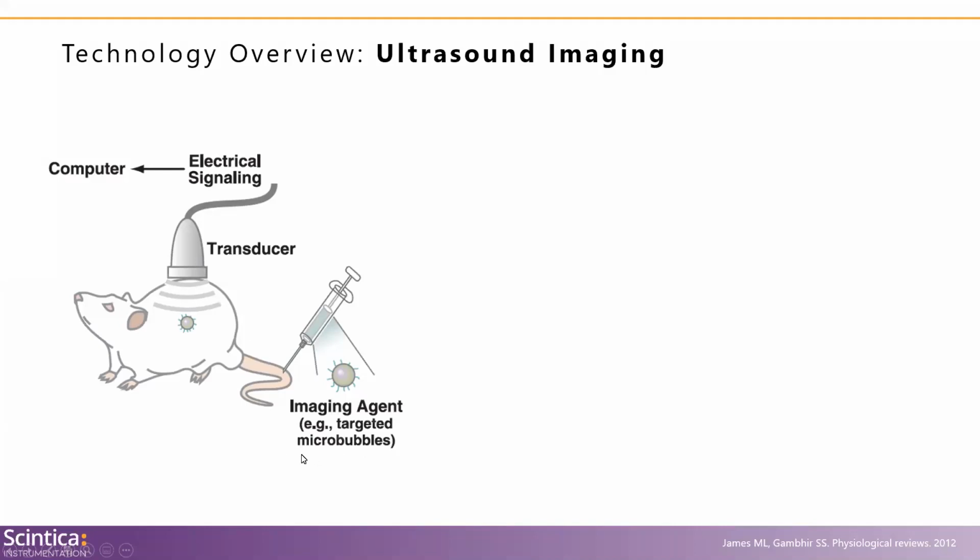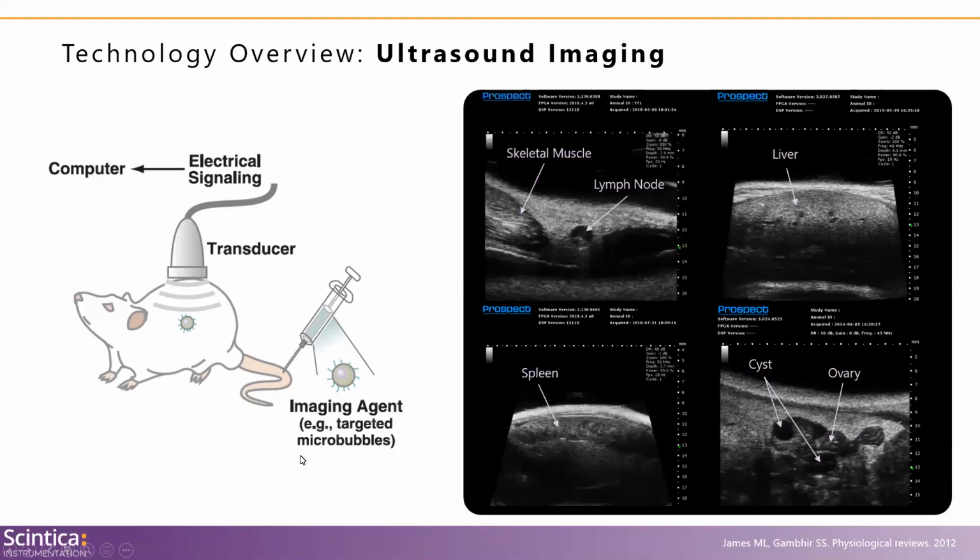Now, this is just the case for using something like targeted microbubbles for molecular imaging, but we can actually image without an imaging agent in this case, and we can see some images here of the normal mouse body. And depending on how deep the tissue is that you're interested in, you can see quite a bit. So here we have the skeletal muscle, we can see lymph nodes, liver, spleen, and even cysts and ovaries. So there's quite a wide application of studies here.